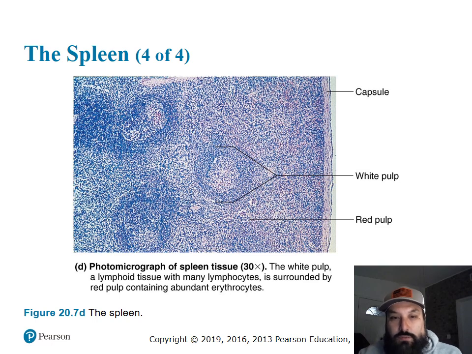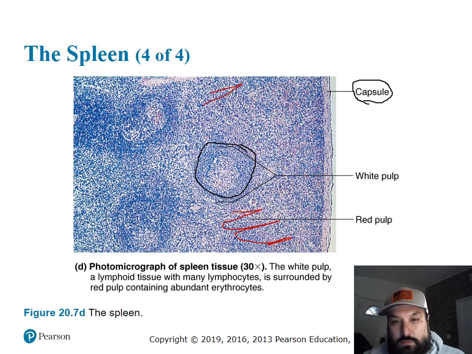All right. So here's a photomicrograph, a specimen photograph showing you the spleen itself, and you see the capsule, right? That's the outside portion of the spleen. Internally, you see this circle area where you have the white pulp amongst the area all through here that would be the red pulp all through here.